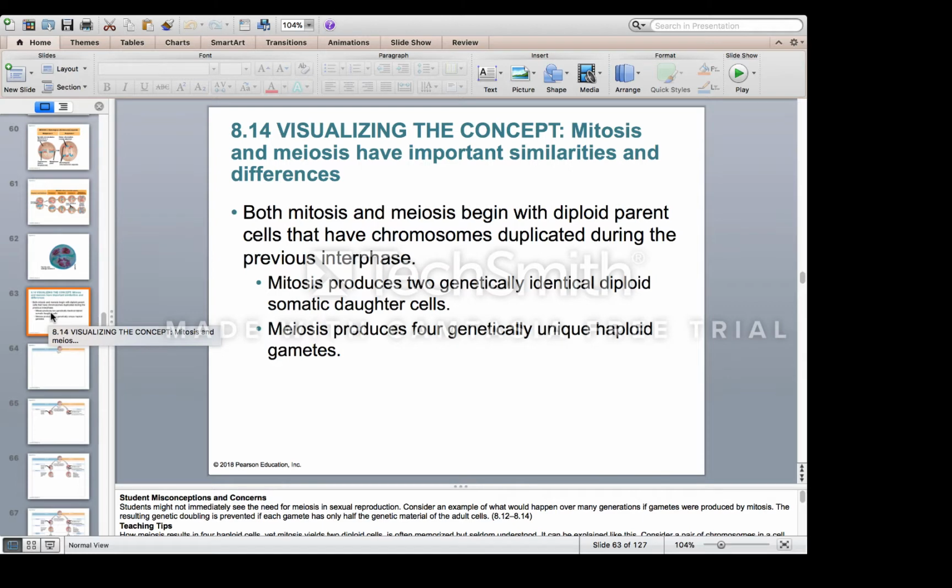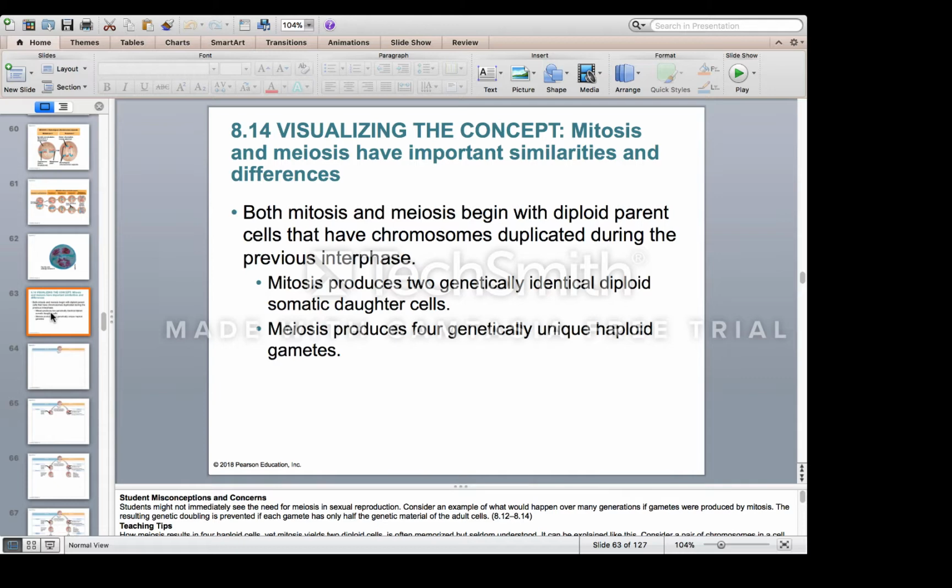So both mitosis and meiosis begin with a diploid 2N parent. Their chromosomes will duplicate during the previous interphase. Mitosis produces 2 genetically identical diploid somatic daughter cells. Very important. Meiosis produces 4 genetically different, genetically unique haploid gametes.